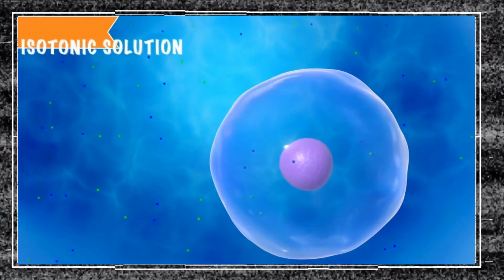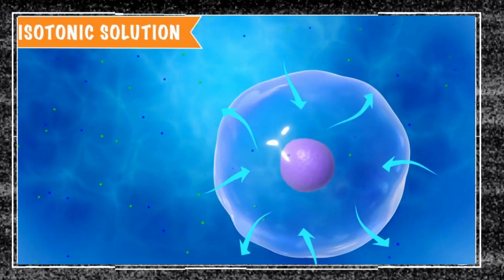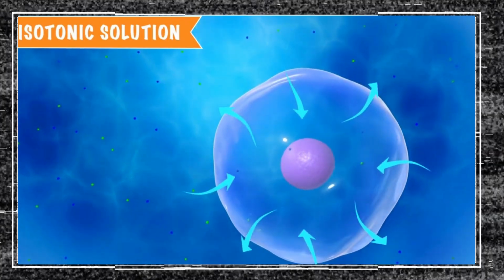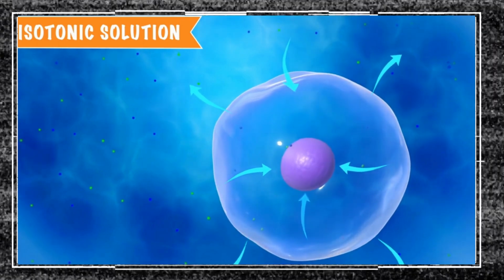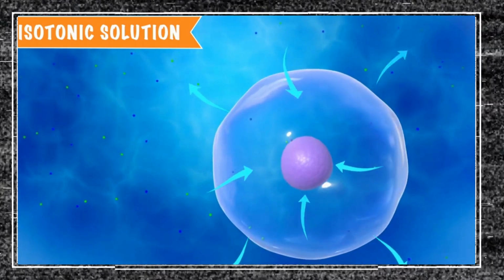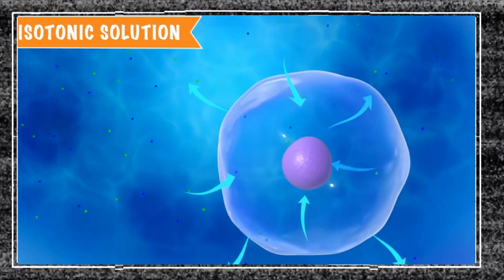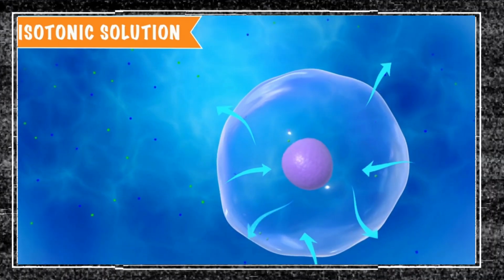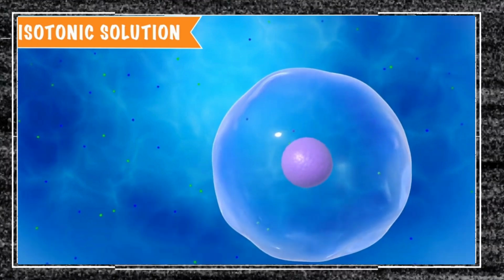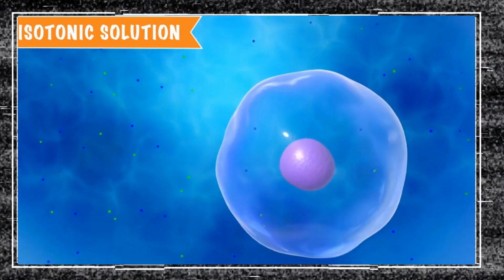But this doesn't mean that there is no movement. In an isotonic solution, the rate of water molecules entering the cell is equal to the rate of water molecules exiting the cell. The amount of water molecules going in equals the amount of water molecules going out. That's why you see the arrows pointing in two different directions. In an isotonic solution, the cell doesn't shrink or swell. It stays exactly the same size.